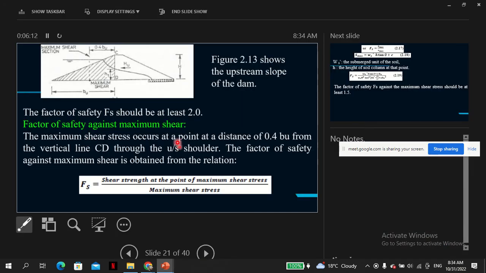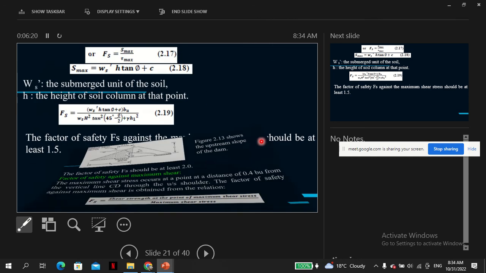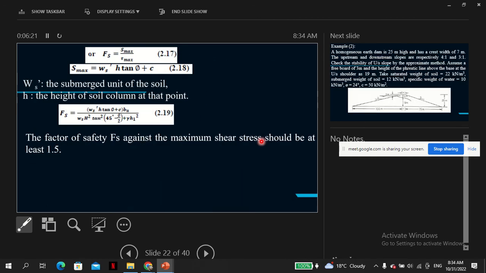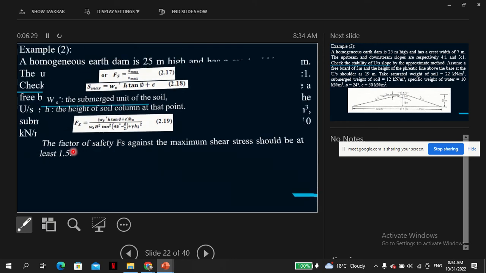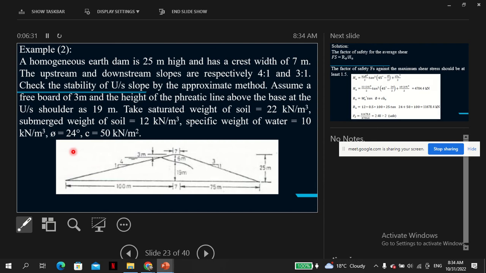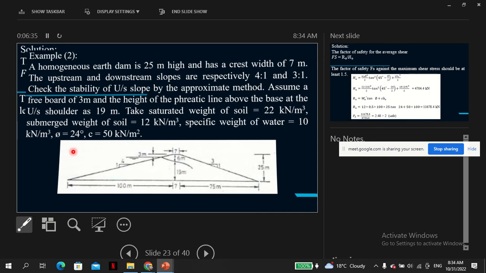The factor of safety against maximum shear, again, at a point at a distance of 0.4 BU, like we've done before, and the same drill. I need not go through all this again. The factor of safety should be about 1.5.